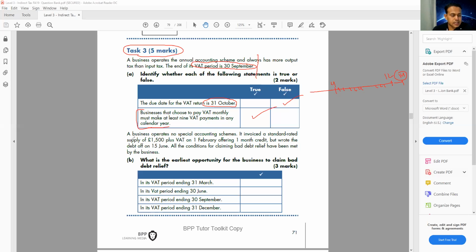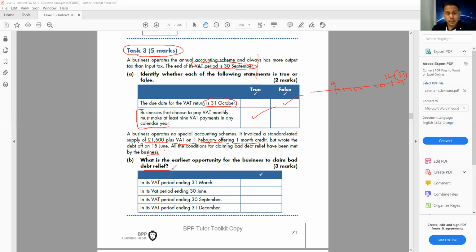Okay, so let's move on to the next one we have here. The next one says a business operates no special accounting scheme, just the standard accounting scheme. It invoices a standard rated supply of 1500 plus VAT on 1st February, offering 1 month credit, but writes off the debt on 15th of June. All the conditions for claiming bad debt relief have been met by the business. What is the earliest opportunity for the business to claim bad debt relief? When can they claim the bad debt relief?